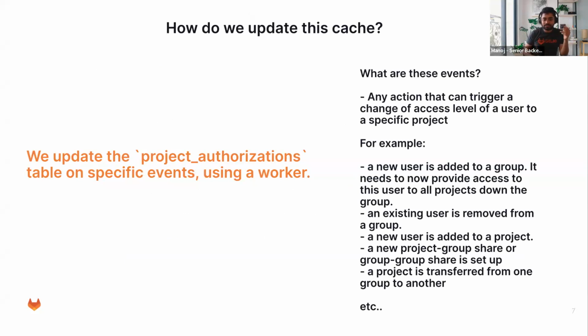So the next question is, when do we update this cache? The update happens whenever we trigger an action that needs to update the project authorization state. That means when you add a member to a group or a project, when you delete a member from a group or a project, or when you transfer a group, the hierarchy changes, so in that case you also have to update. All these actions that warrant a change to your project authorizations are when we trigger this update.